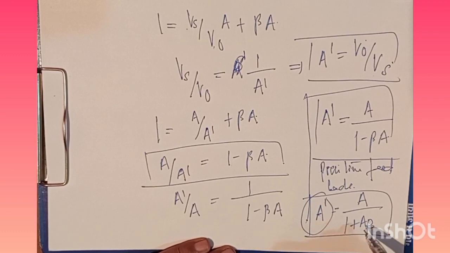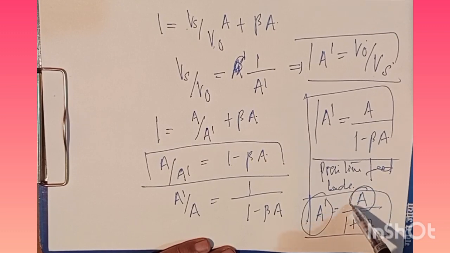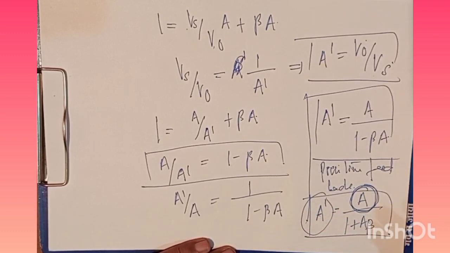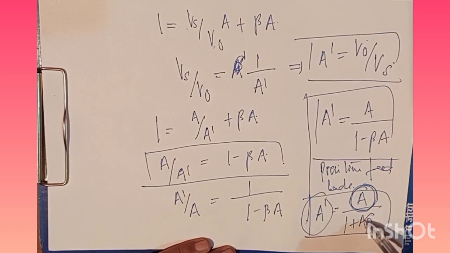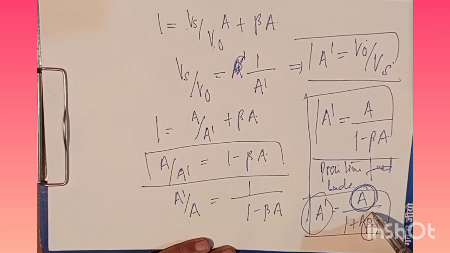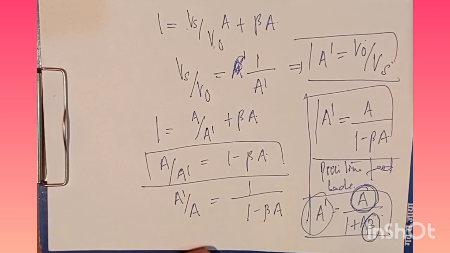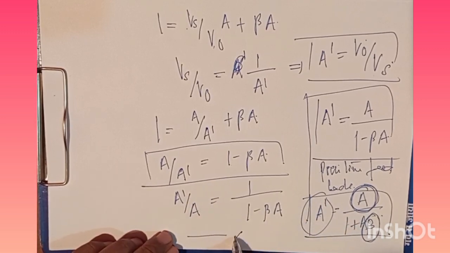One thing should be kept in mind: this A belongs to the gain of the amplifier in absence of feedback, whether we have negative feedback or positive feedback. And this beta is the feedback ratio. So here I would like to end this video, and then let us see what will be the next.